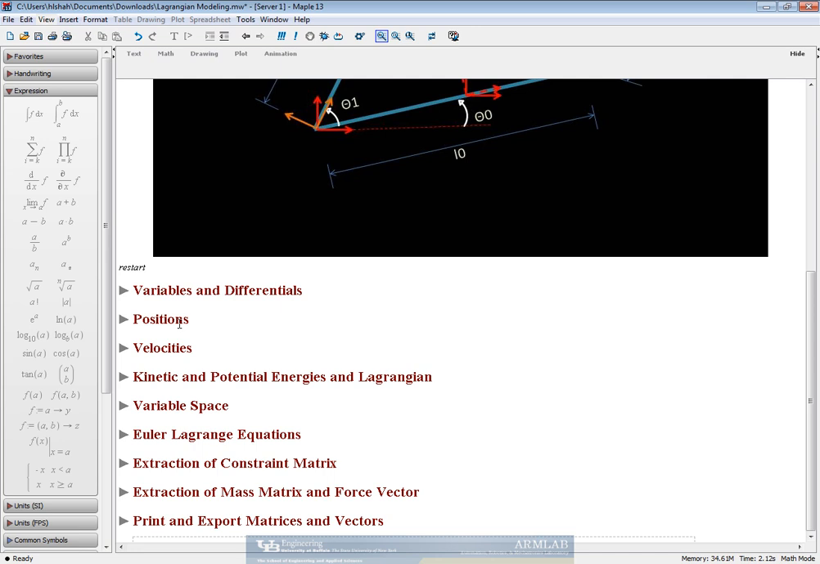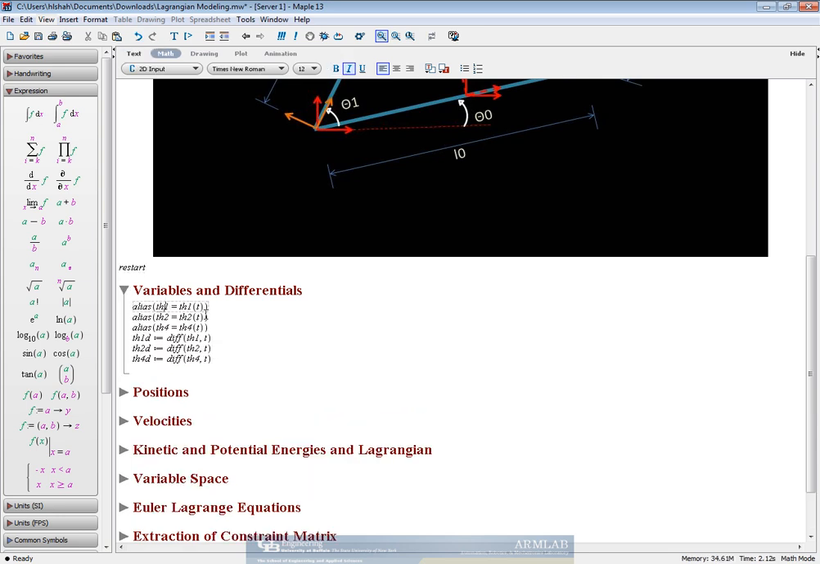The next step would be to actually calculate these matrices, namely the constraint matrix, the mass matrix and the force vector. The last step would be to print these matrices, check them and then export them to different files as needed. So to start the process, we'll restart the Maple kernel.